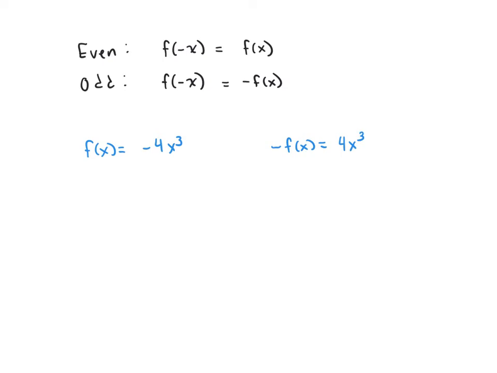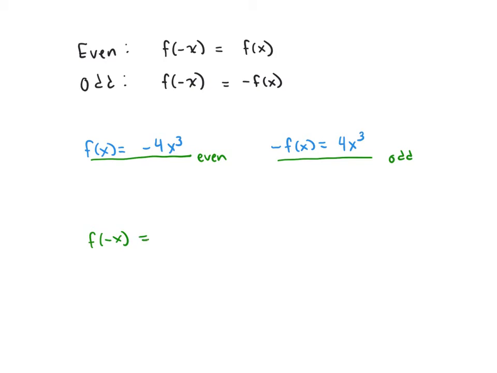So when I figure out what f of negative x is, when I replace x with negative x, if I get the original, we'd say it's even. If I plug it in and get the opposite, then I would say it's odd. If I get something that's totally different, then we would say it's neither even nor odd. You can have functions that are neither.